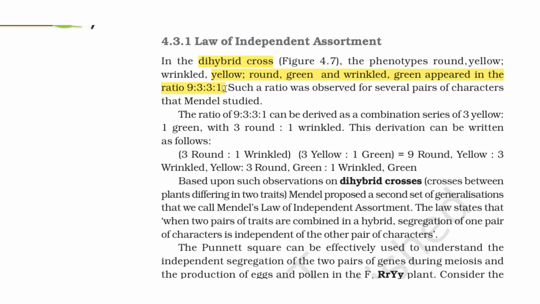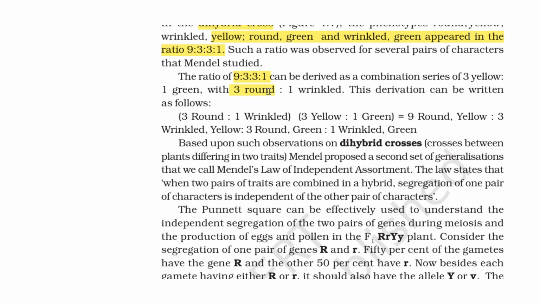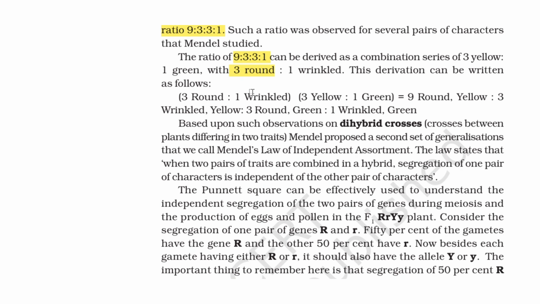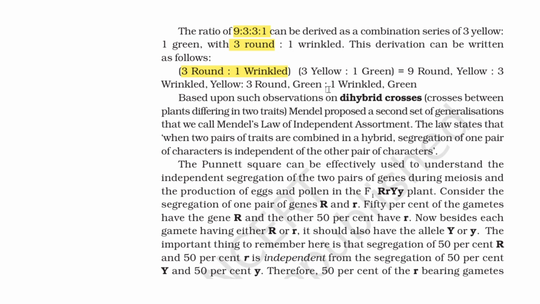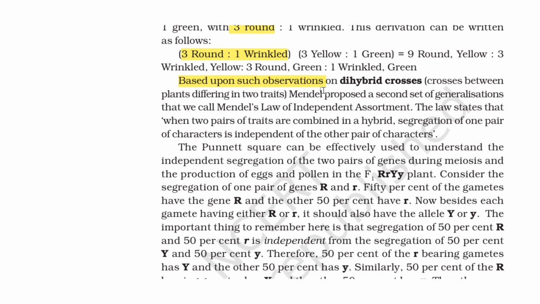Such a ratio was observed for several pairs of characters that Mendel studied. The ratio of 9:3:3:1 can be derived as a combination series of 3 yellow, 1 green, with 3 round, 1 wrinkled. This derivation can be written as follows. 3 round, 1 wrinkled, times 3 yellow, 1 green, is equal to 9 round yellow, 3 wrinkled yellow, 3 round green, 1 wrinkled green.